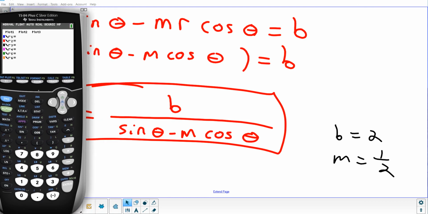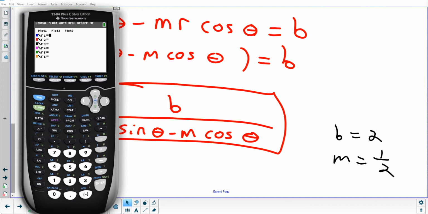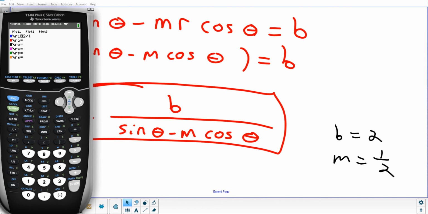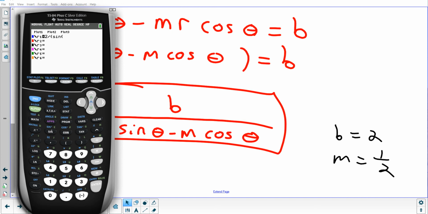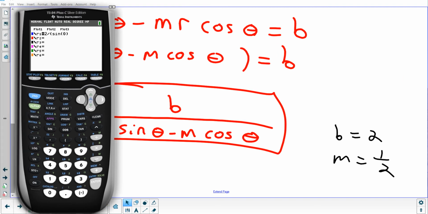We've got to be a little careful with parentheses as we type this in. So our y-intercept is 2, divided by, in parentheses, sine theta. To get the theta button, you're going to press the button that you would use for the variable, which is sometimes an x if you use function, a t if you use parametric, and a theta when you use polar. So sine theta minus my slope, 0.5 cosine theta. Now order of operations, I think everything should be okay.